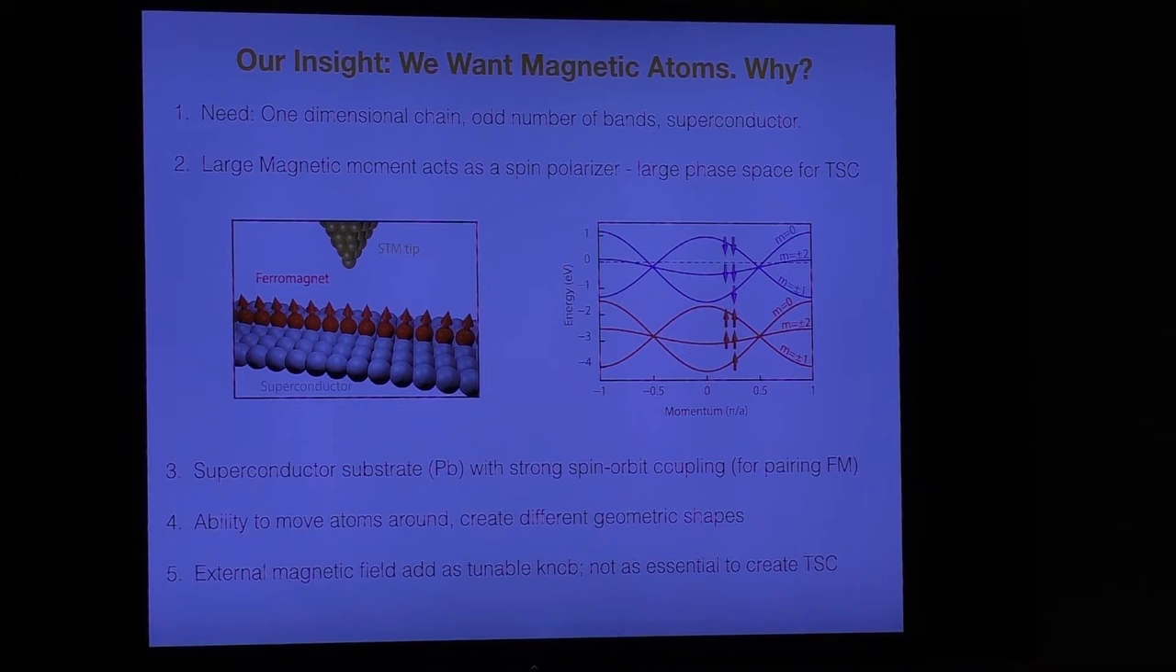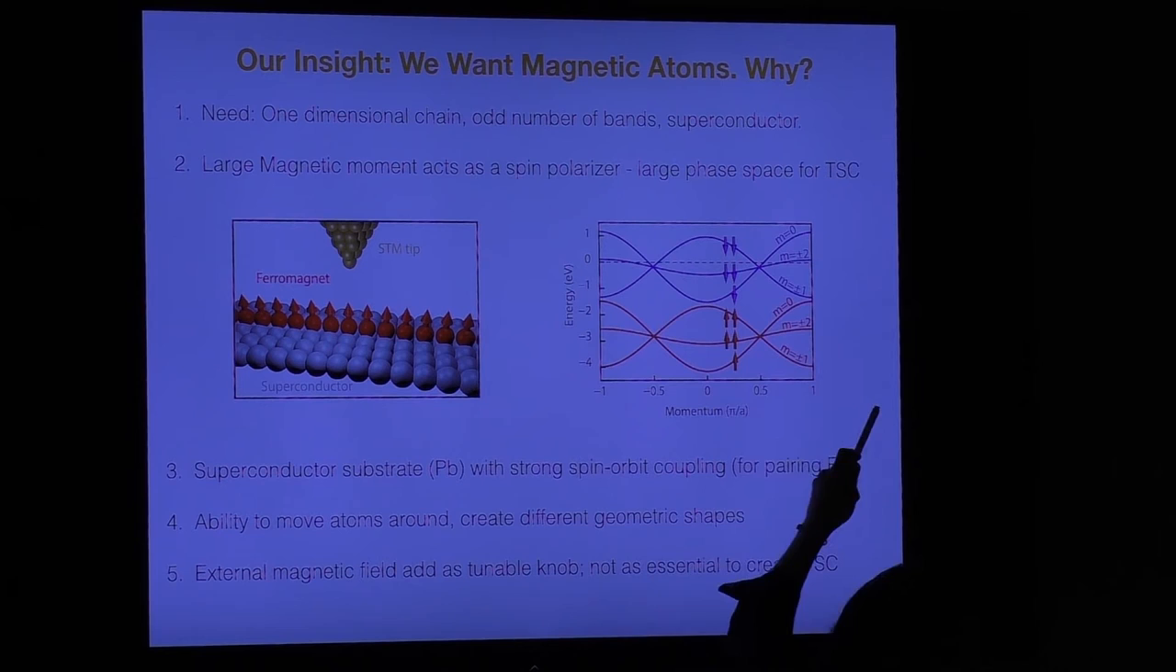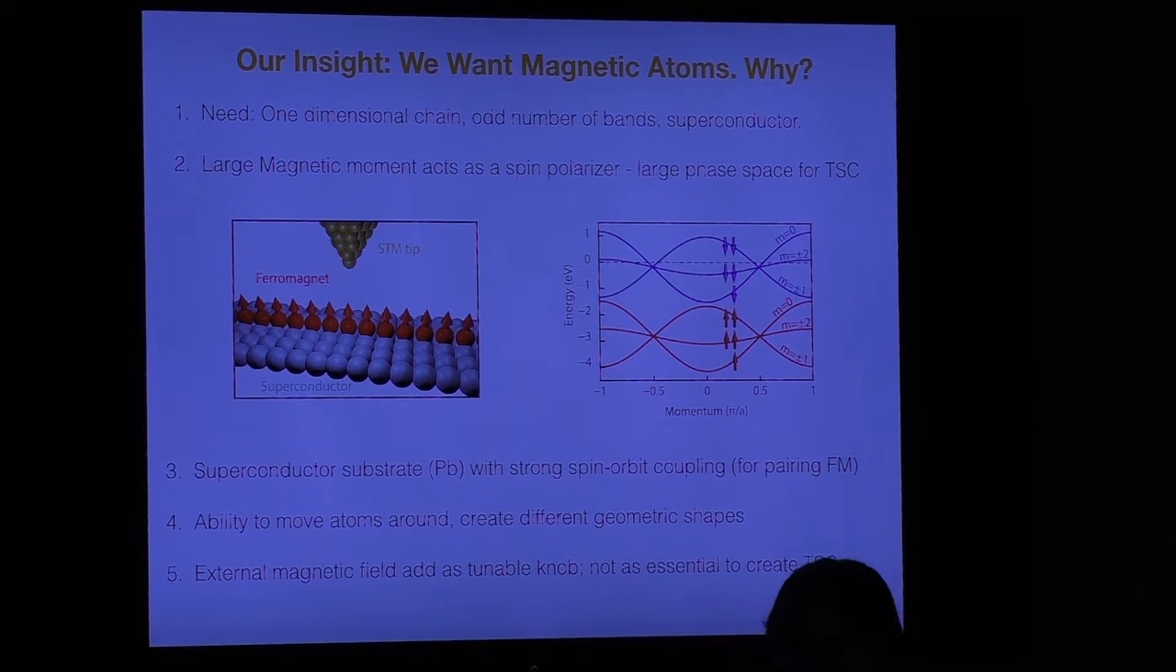What's blue and what's red? The blue and red are spin up and spin down. So just look: 1, 2, 3, 4, 5. Okay? But for the purposes of explaining it, I'm going to explain it with one band.